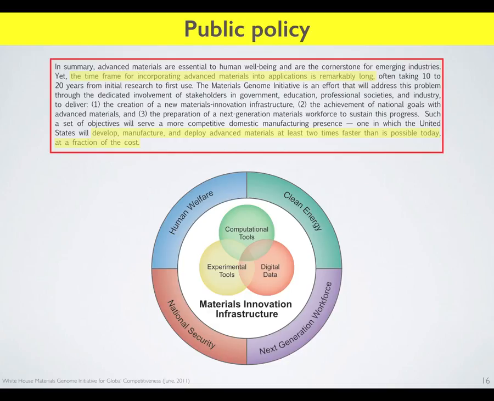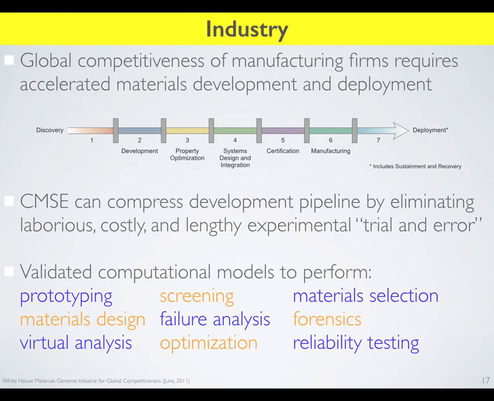As an example, we could consider the airframe materials, the composites that are being used in the next generation jetliners today. Those materials were actually discovered back in the 70s, but it's taken this long to put them through the development and testing pipeline such that they're now being deployed today. If we're able to compress that pipeline and indeed make it cheaper, that would allow us to develop materials much quicker. Perhaps that's well illustrated in this slide, which pertains to industry. Global competitiveness depends on accelerated materials development and deployment. So we're trying to compress down this pipeline from discovery to deployment.